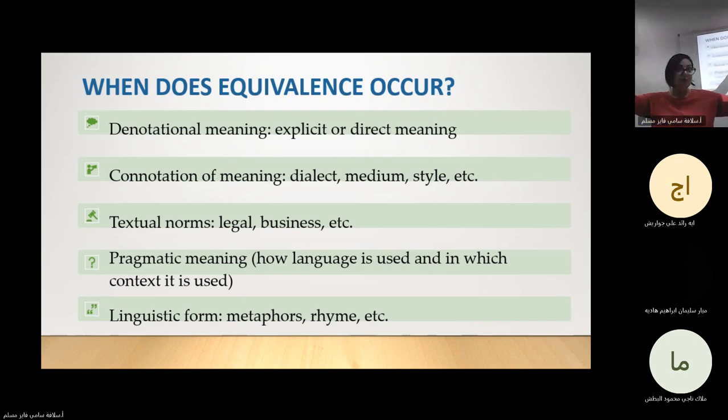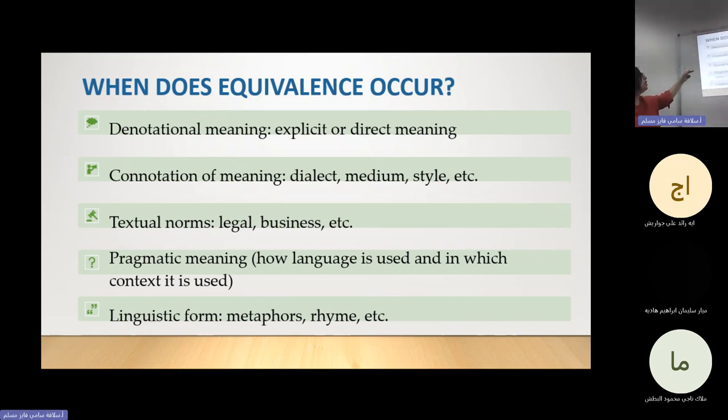Sun, moon, قمر. House, sunset. Okay, this is equivalence. طيب امتى بيصير الايكويفالنس؟ When does equivalence occur? On the denotational meaning في الكلمة نفسها على نطاق الكلمة نفسها. زي ما قلنا هلا شمس, قمر, moon. اوكي؟ Explicit indirect meaning.